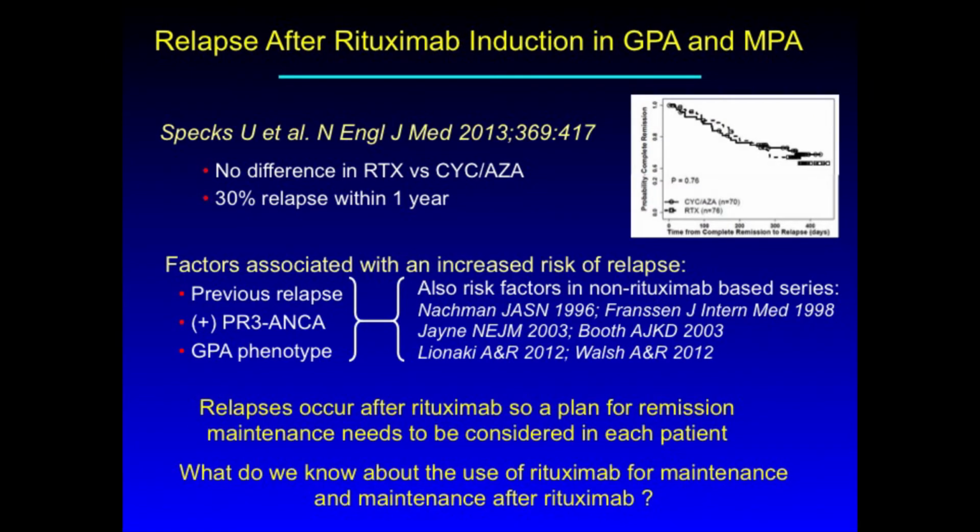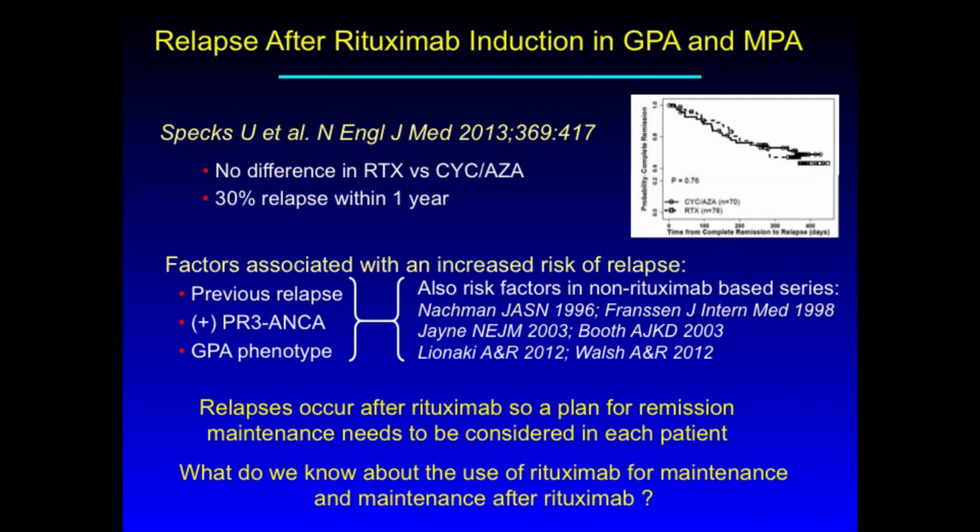So after rituximab induction, the question becomes, how did they do? In the longer-term RAVE data, there was no difference between rituximab and cyclophosphamide to azathioprine, but about 30% continued to relapse at 1 year. The factors associated with an increased risk of relapse included a previous relapse, a positive PR3 ANCA, and the GPA phenotype. This has also been demonstrated in another non-rituximab-based series. So relapses do continue to occur after rituximab, such that a plan for remission maintenance needs to be considered.